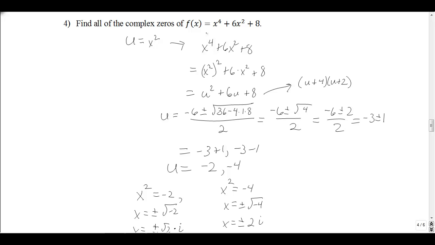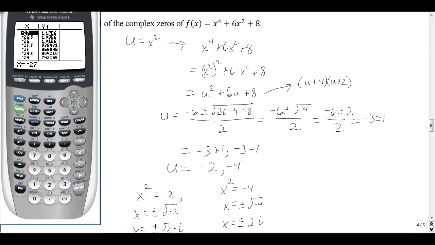If it crosses the x-axis, it has to have a real zero. So we can actually see this here. Let's clear this out. x to the 4th plus 6x squared plus 8. Here, let's graph this. This may be way too big here.